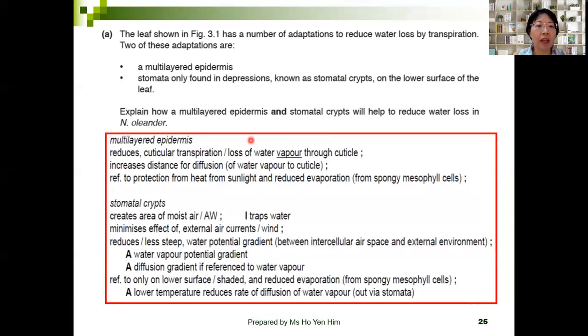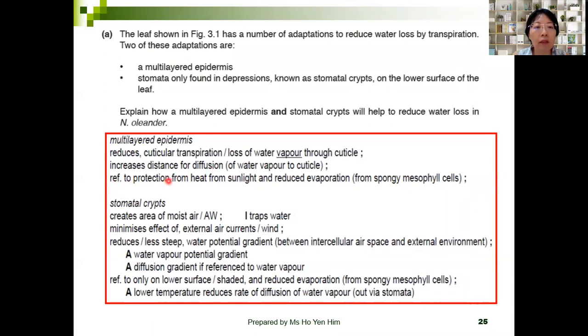Okay, where's my answer? Okay, here. Multi-layer epidermis will reduce water loss by cuticular transpiration because the water has to pass through 3 layers of epidermis before it can go to the cuticle. So it will reduce cuticular transpiration because it increases the distance for diffusion. Very good. It has to pass through 3 cells. So increased distance for diffusion will reduce the transpiration rate.